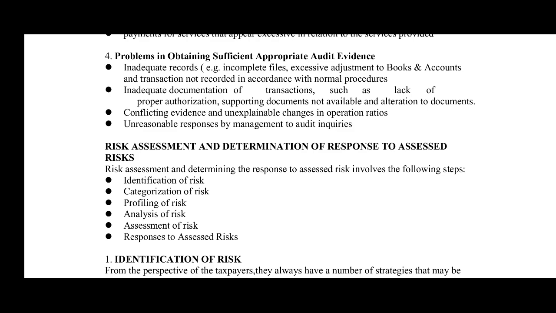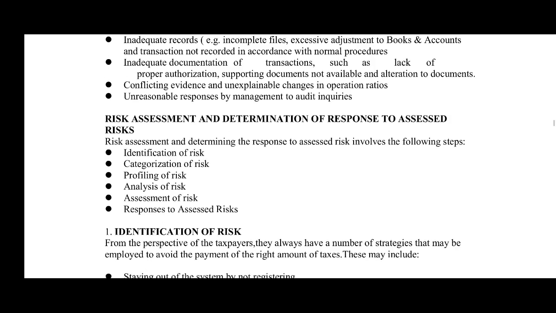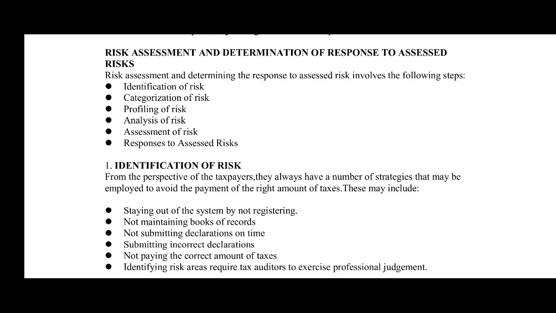So this is fraud and error, and you must be ready to deal with them, know the taxpayers' responsibilities, and also know the auditor's responsibilities. Now let's look at risk assessment and determination of response to assessed risks. Risk assessment and determination of response to assessed risks involves the following steps. So when they ask you for the risk assessment procedure or process, first of all, you must identify the tax risk, categorize the risk, profile the risk, analyze the risk, assess the risk, and respond to the risk.